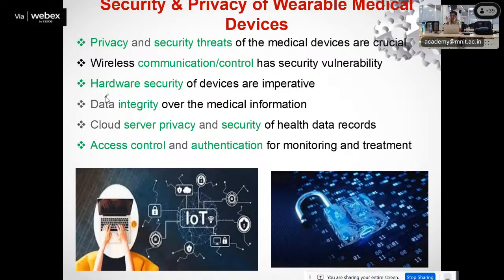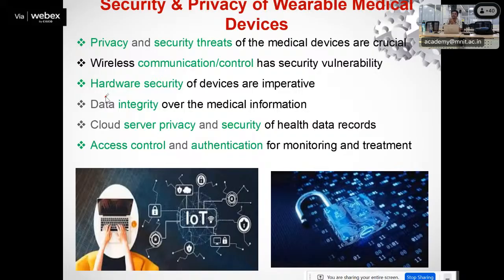Data integrity is very important, for whatever data is being generated through that particular sensor. Sometimes you would like to have multiple sensor data, and you fuse it and then take a decision. So at that time, data integrity is also very important. Cloud security and privacy, we already discussed, is important.